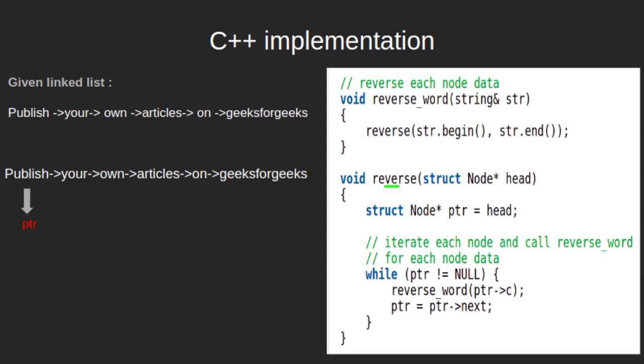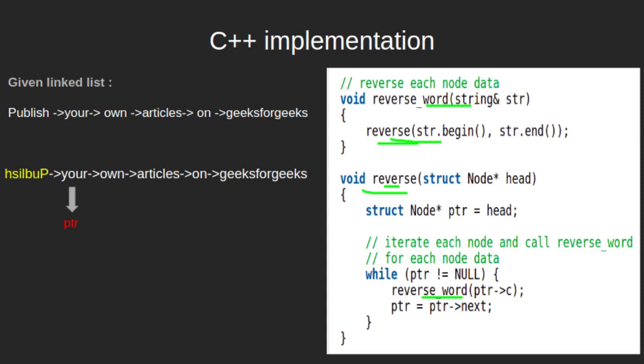We then traverse the linked list. Since ptr is not null, we call the reverse word function and pass the data of the ptr node. In function reverse word, publish is passed as a string, and inside this function an inbuilt reverse function is used to reverse the string. Please note, don't confuse this reverse function with that reverse function, since both are different. So after this, the first string will be reversed and we move ptr to the next node.